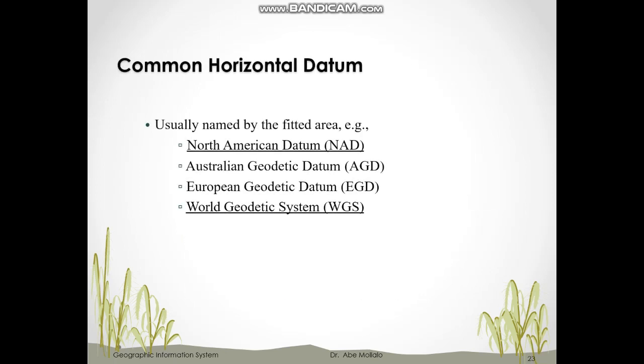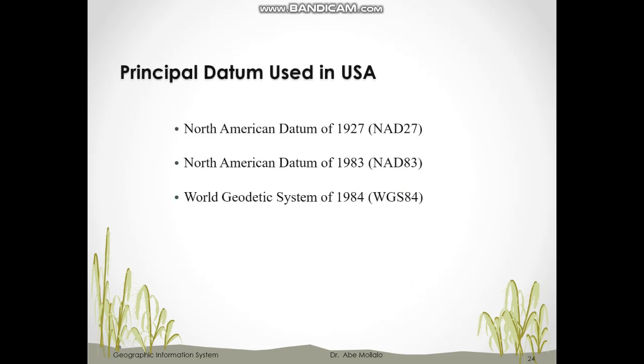Commonly used horizontal datums are named by their fitted areas, such as North American Datum or NAD, which obviously fits North America the best. Others are the Australian and European geodetic datums that choose a regional ellipsoid. The last one is WGS-84 or World Geodetic System, which chooses a global ellipsoid. So these three datums are widely used in the United States: the North American Datum NAD-27, which was established in 1927, NAD-83, established in 1983, and World Geodetic System 1984 or WGS-84. So let's talk about each one by one.